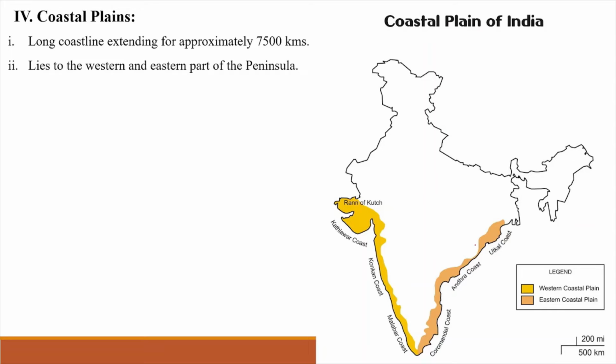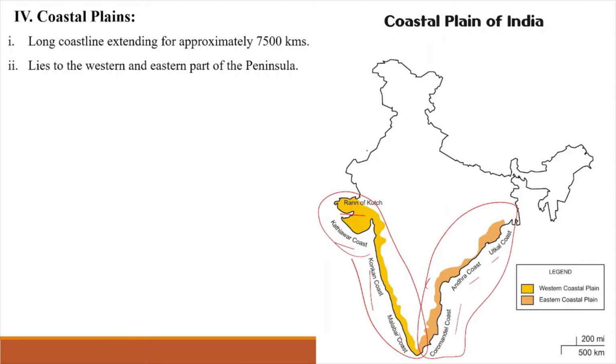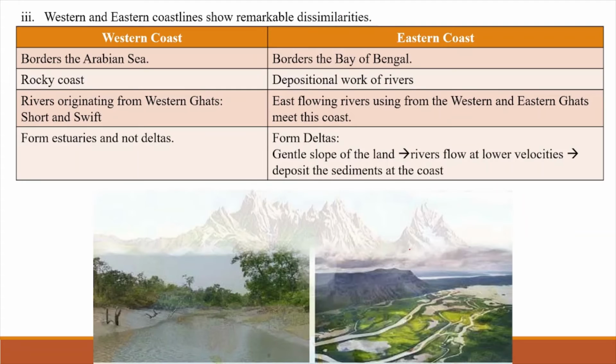Next division is your coastal plains. Like I said, this will be your western coastal plains and this will be the eastern coastal plains. These are the different coasts of India. Now, India has a coastline of almost 7,500 kilometers. If you start measuring it from here all the way up till here, this becomes 7,500 kilometers almost. It lies to the west and the eastern side of the peninsula region.